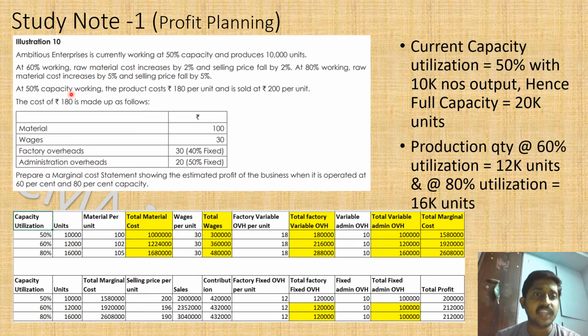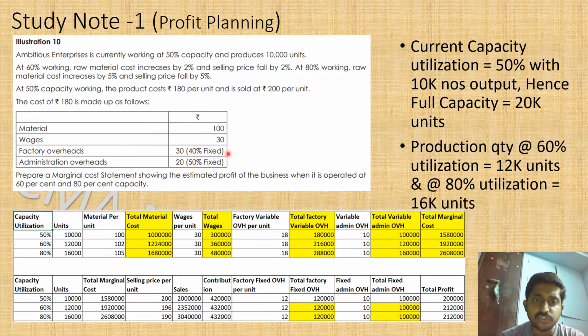At 50% capacity working, which is the present scenario, the product cost is 180 rupees per unit and it is sold at 200 rupees per unit. The 180 breakup is given below. Material cost is 100, wages is 30, and factory overheads are given as 30 rupees.